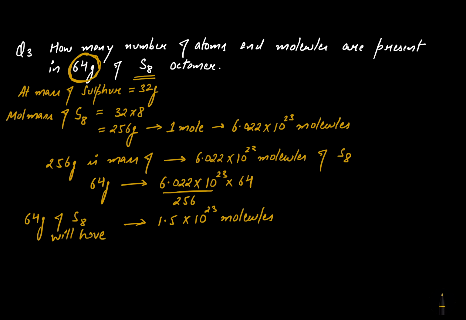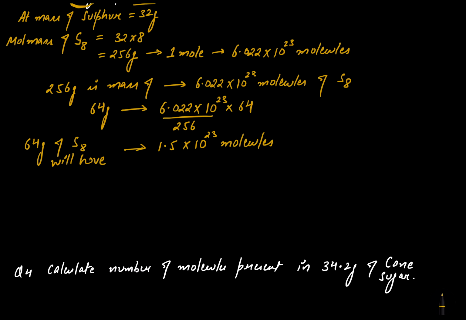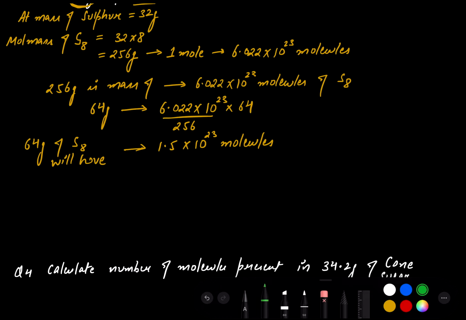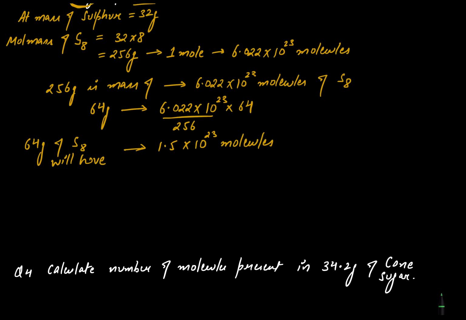Now, first of all, I got the number of molecules. Now it is also asking for the number of atoms. What next? We know that, according to the question, one S8 molecule will have 8 sulfur atoms.